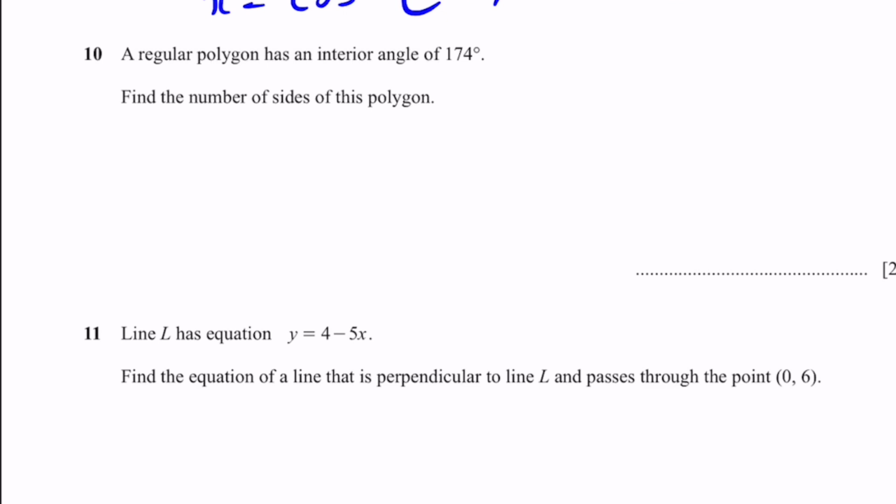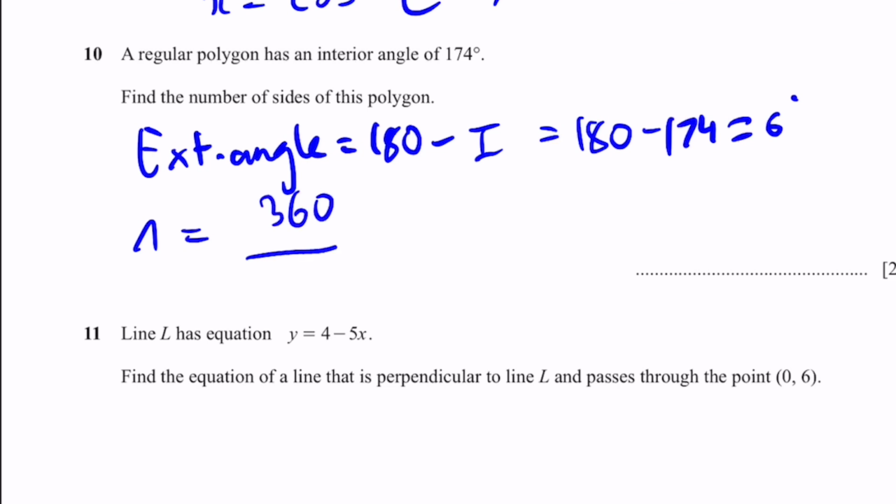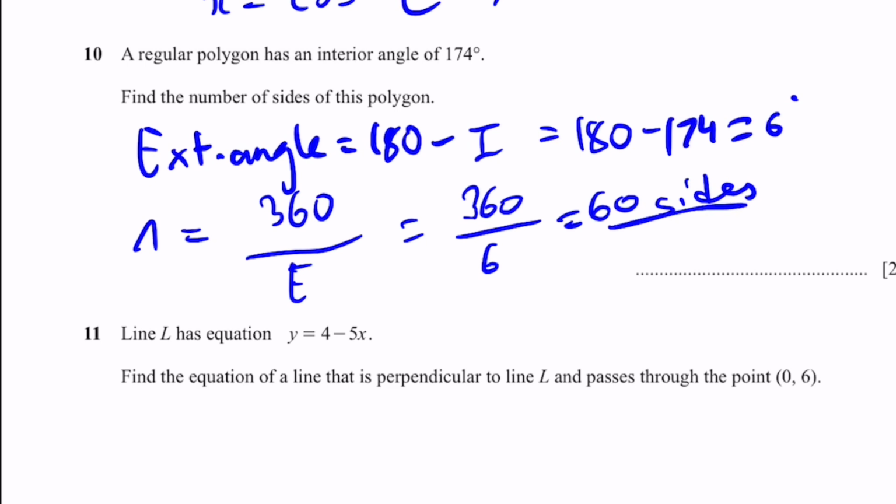A regular polygon has an interior angle of 174 degrees. Find the number of sides of this polygon. So if its interior angle I is equal to 174 degrees, exterior angle is equal to 180 minus interior angle, so 180 minus 174, 6 degrees. That's quite small. Anyway, number of sides, n, is equal to 360 divided by exterior angle, which is E. So that'll be 360 divided by 6, 60 sides. That's quite a lot of sides, right? Anyway, that's the answer. Question 11.